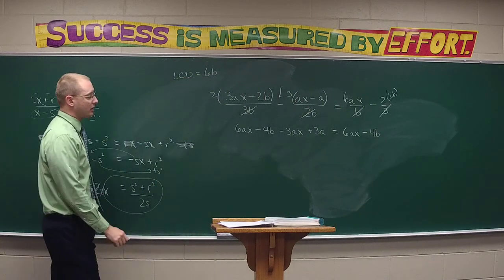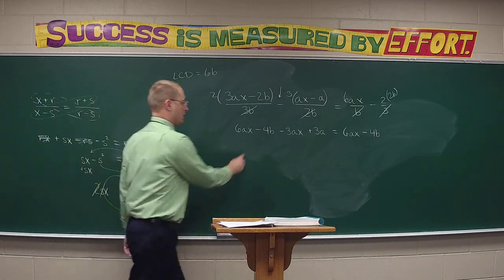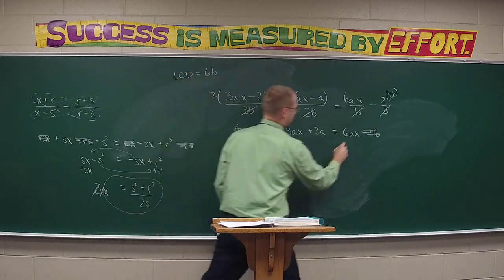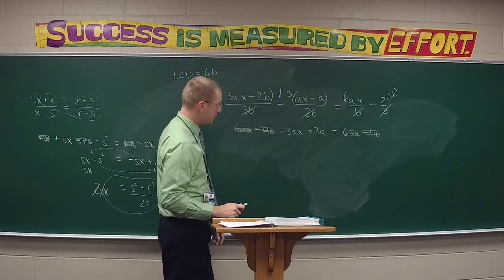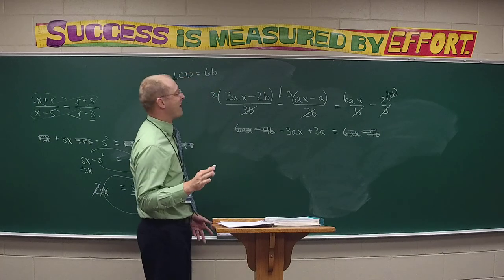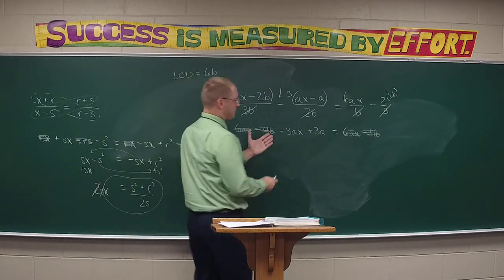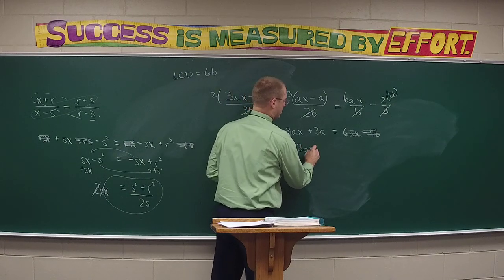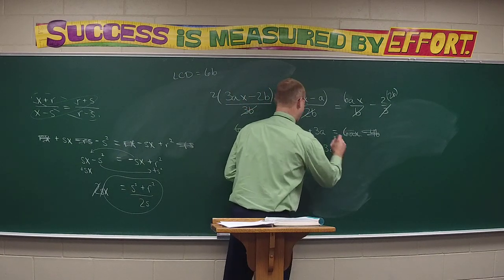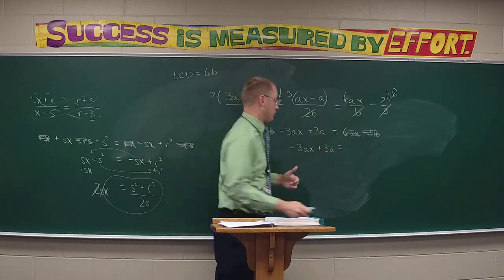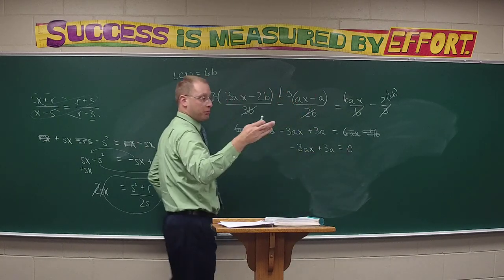Cancel the good. And good. Well, not quite. We're done canceling stuff, sure. At this point, I've got if I were to recopy it, I'm usually too lazy to do it, but we'll do it anyway. I've got negative 3x plus 3a equals 0. There's nothing over there. All right, so, Brandon?